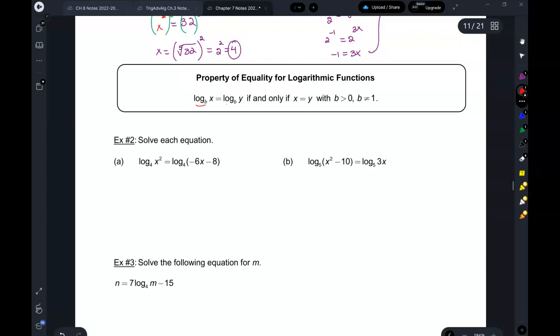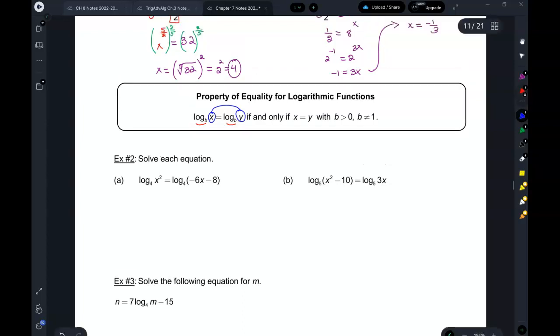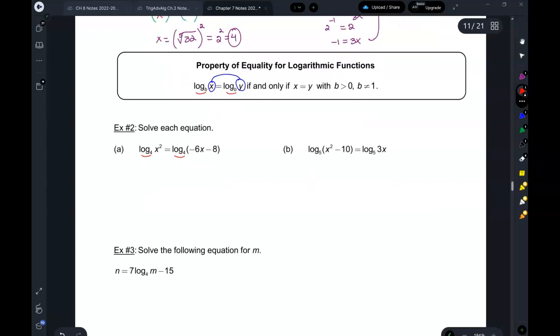Okay, so here's another lovely property that I'm not going to dwell on too much. If you have identical logarithms on both sides of the equation, you can set the insides equal to each other. So look over here. Log base 4 of something equals log base 4 of something. When they're identical logs like that on either side, we're going to set the insides equal to each other.